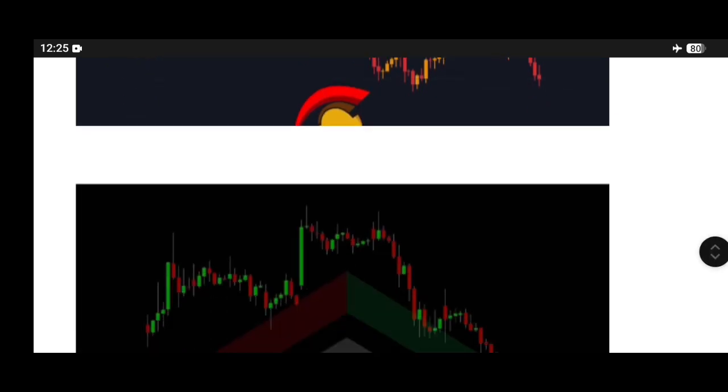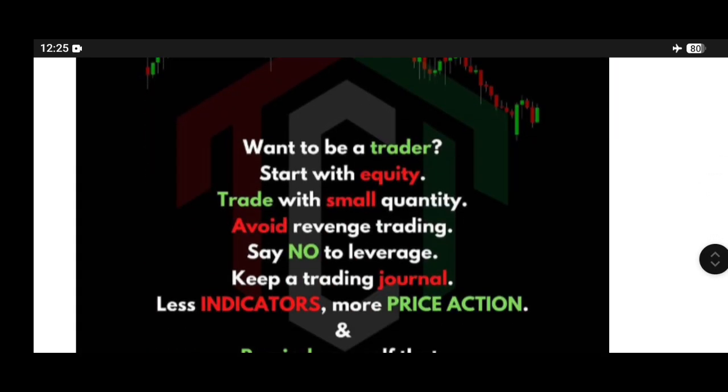Then the next thing you need to know is, if you want to be a trader, start with equity, which I've already told you before. Trade with small quantity. Yes, start small. Avoid revenge trading. Yes, of course, you need to avoid revenge trading.